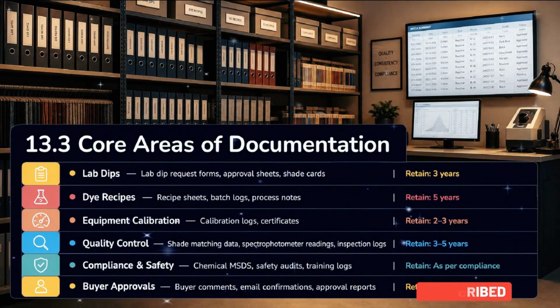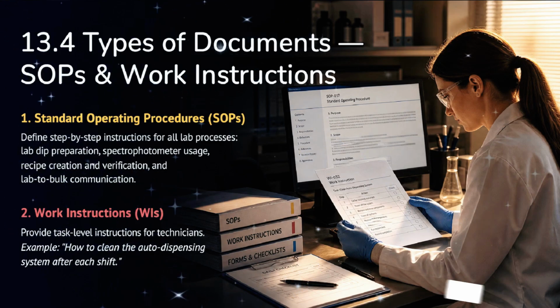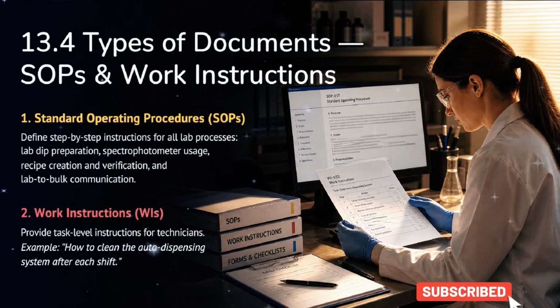There are 6 core areas of documentation in the lab: lab dips, dye recipes, equipment calibration, quality control, compliance and safety, and buyer approvals. Each has specific retention periods, ranging from 2 to 5 years. Standard operating procedures, or SOPs, provide the step-by-step instructions for all lab processes. Work instructions complement these by providing task-level details, such as how to properly clean an auto-dispensing system.